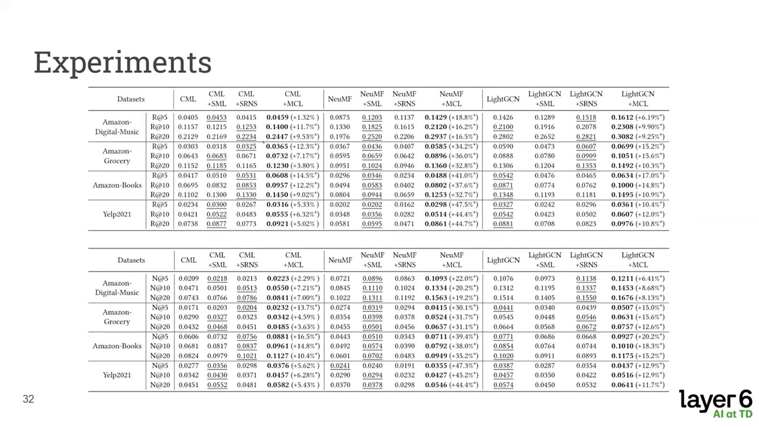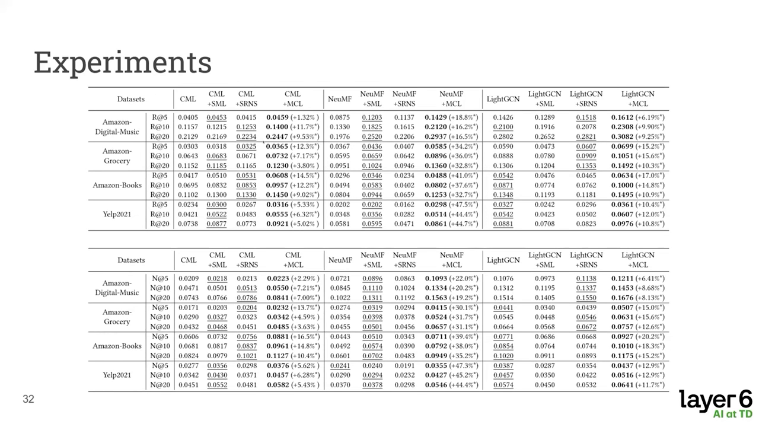The top table shows the results of recall, and the table below shows the results of NDCG. The best performing model is highlighted in bold, and the second best is underlined. We can see that adding MCL significantly improves performance for all models on each of the four datasets, and models with MCL achieve the highest performance compared to the same model with SML and SRNS, demonstrating the effectiveness of MCL loss when combined with different base models.